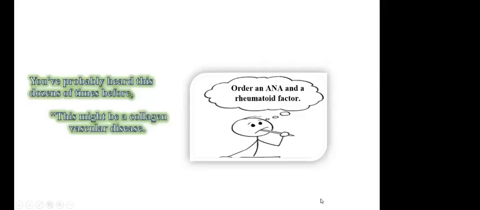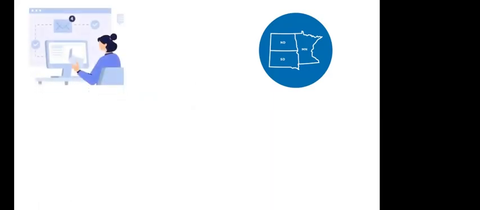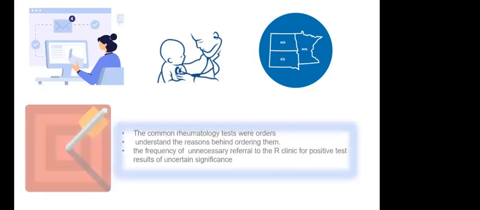Order an ANA or rheumatoid factor. It is not the case in our hospital only, but this is also the problem in developed countries. There is a study done across three different states in the United States. A questionnaire was sent through email to the pediatric rheumatologists who are working in different hospitals across those states.